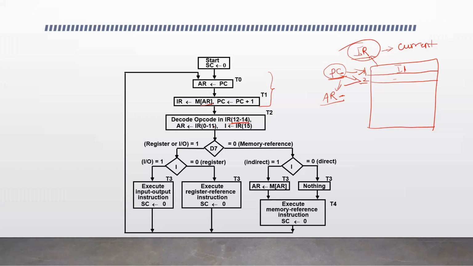Bits 0 to 11 are the address, right? Move the 0 to 11th bits of the instruction register into AR, because that gives the address where the operand, on which the operation is to be performed, is located. And move the 15th bit to I. So this is the decode phase.